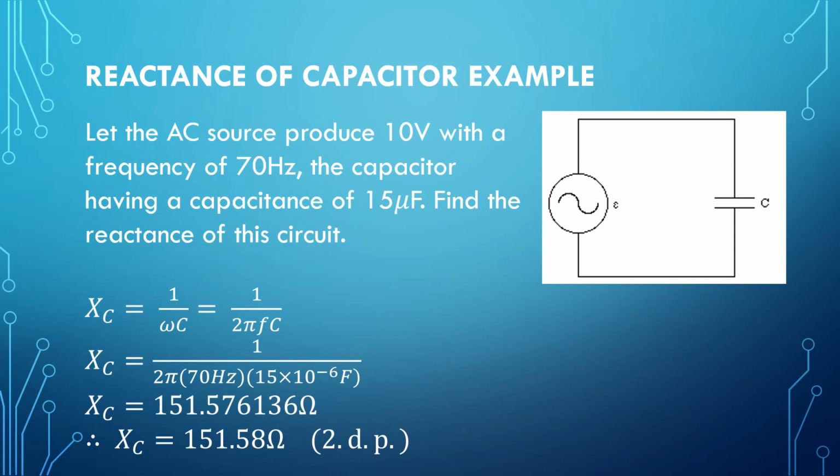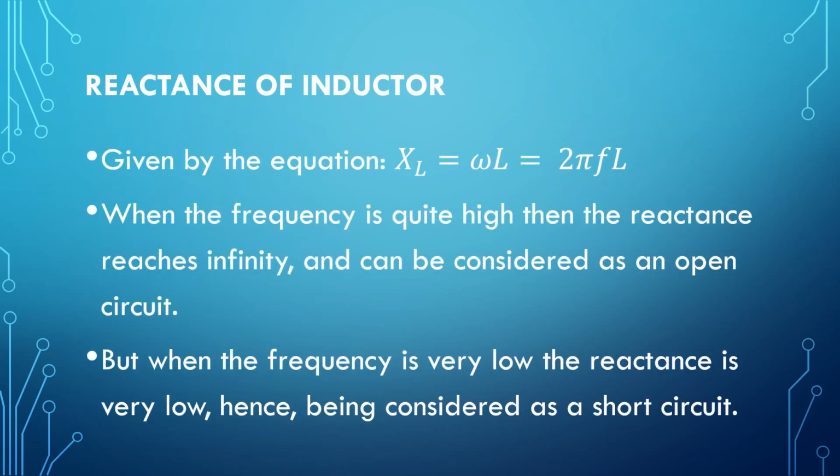This gives a value of 151.576136 ohms, which rounds to 2 decimal places to 151.58 ohms. The reactance of a circuit containing an inductor is calculated using the formula XL equals omega times inductance.